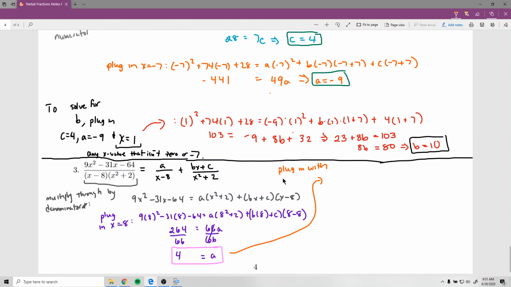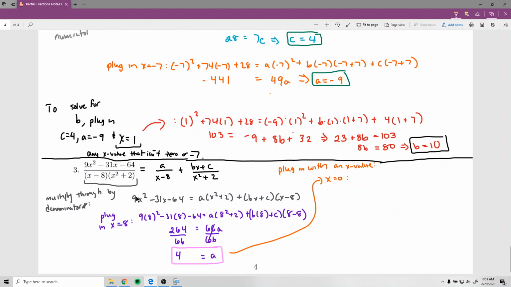So we're going to plug in with an x value that is not 8. Now, because 0 wasn't used, that makes me very happy because 0 is great to plug in. So we'll start by plugging in x equals 0 and see what happens.